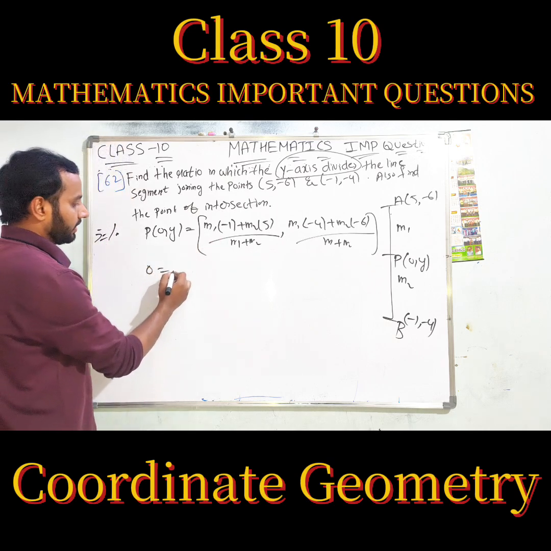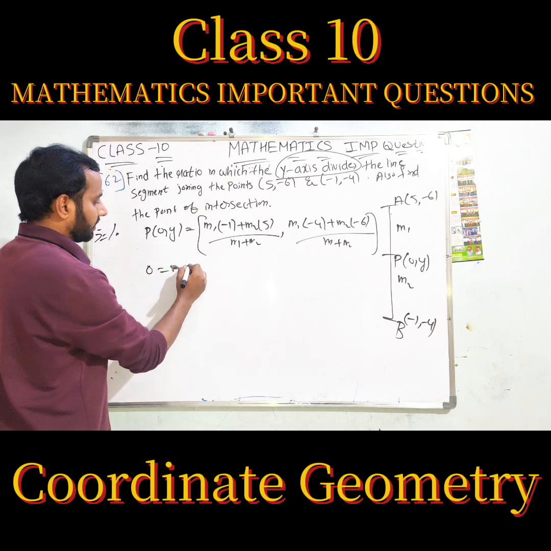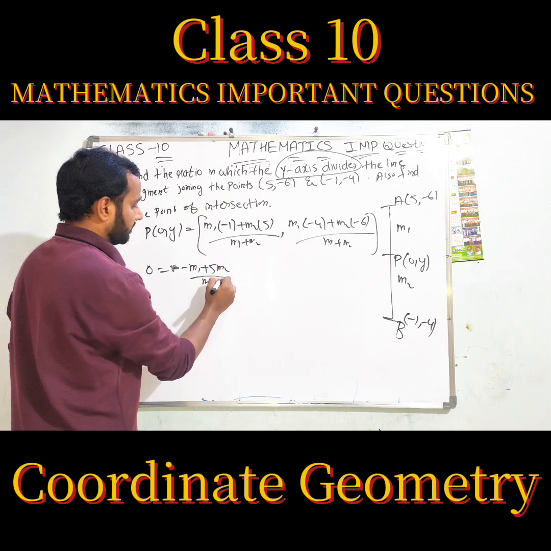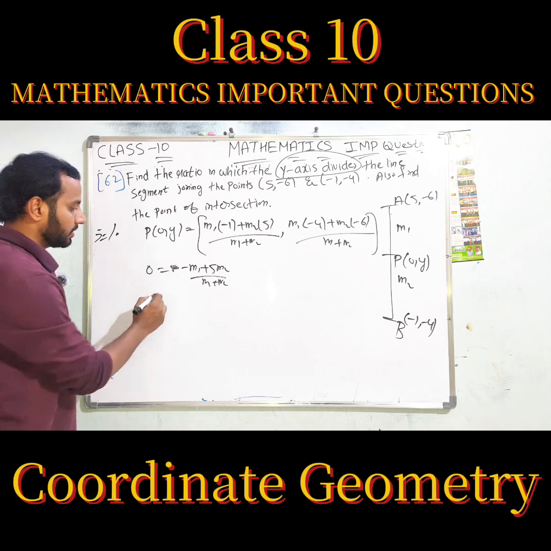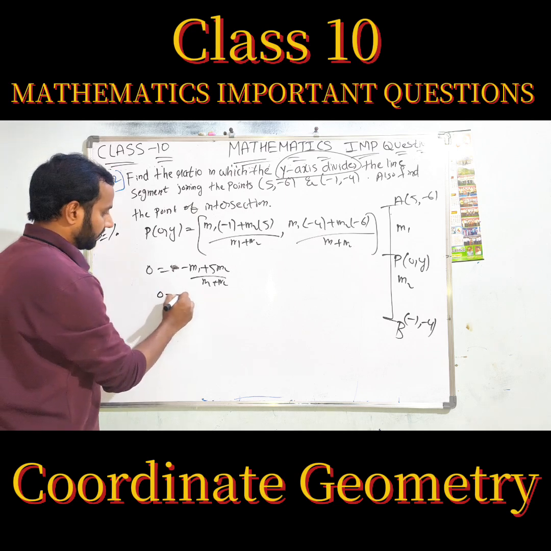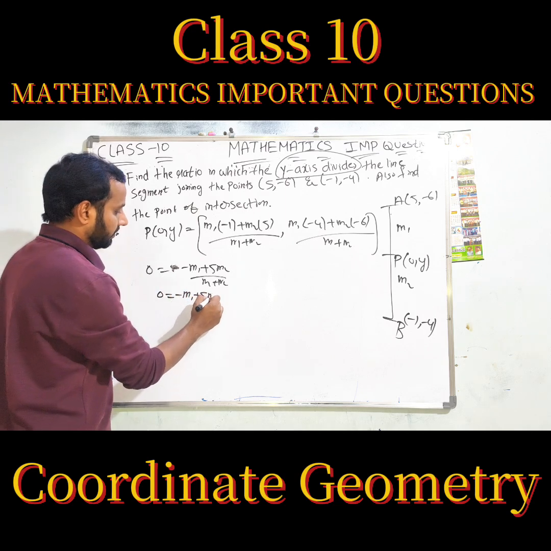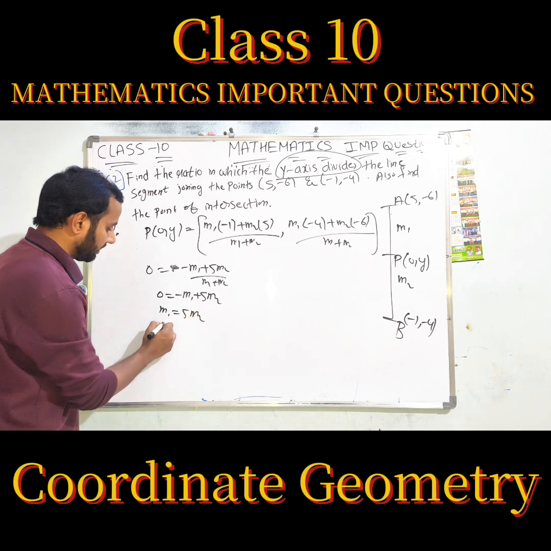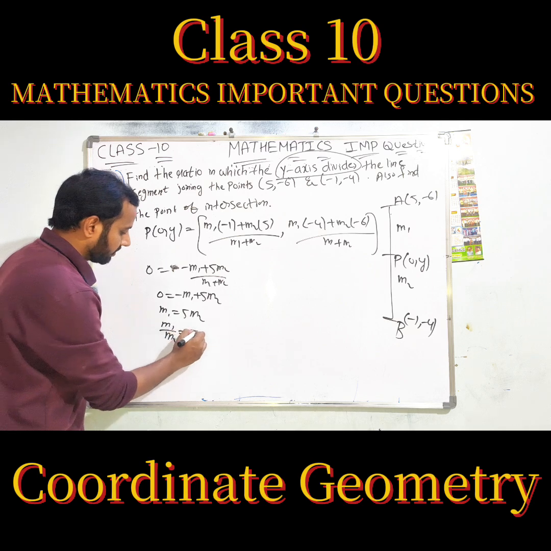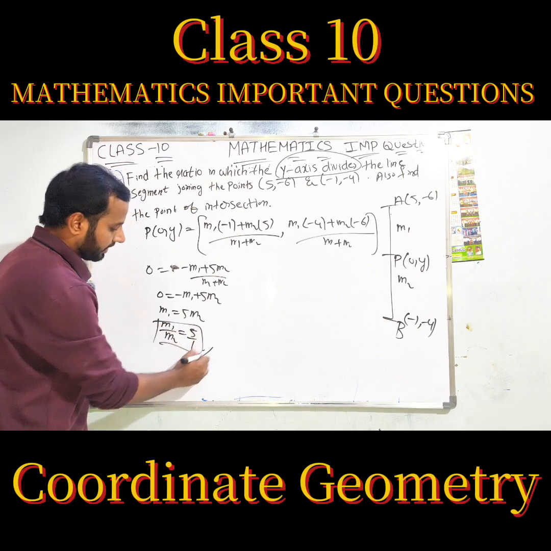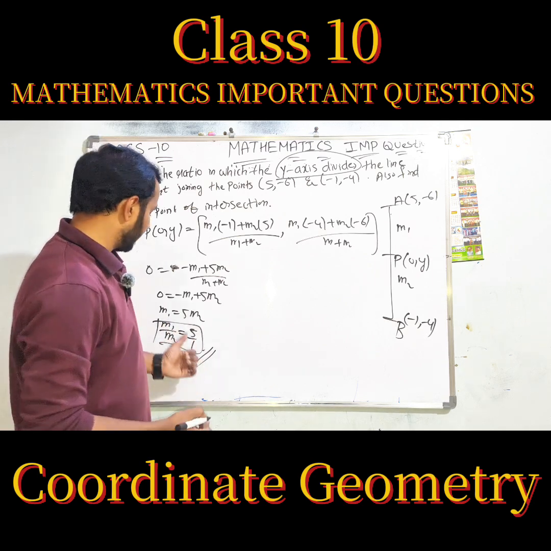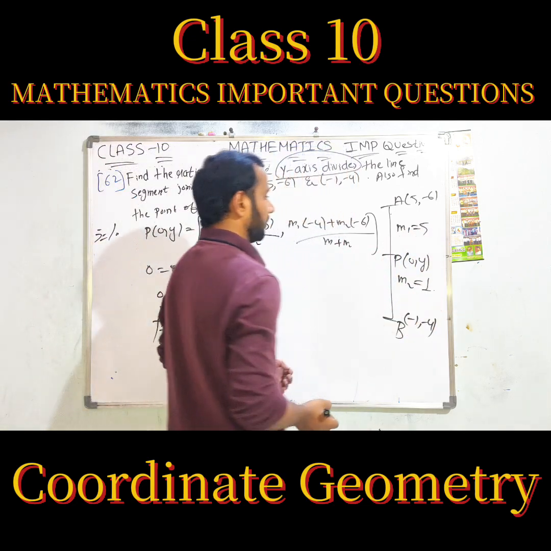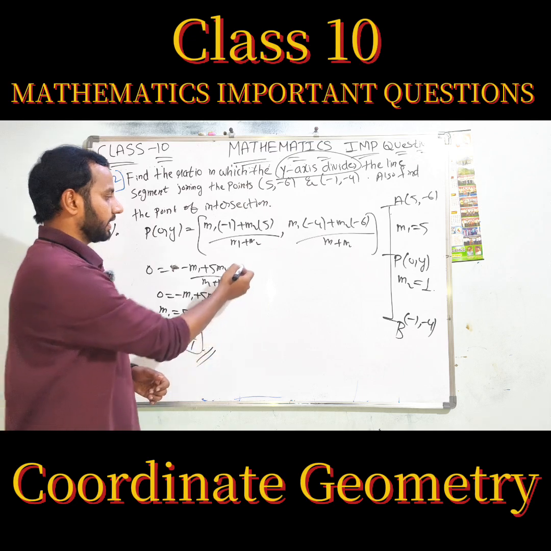Since x is 0, equal to minus m1 plus 5m2 divided by m1 plus m2. Now if you send it here, it will become 0. Therefore 0 equal to minus m1 plus 5m2. Again, m1 equal to 5m2. Since I need the ratio, m1 by m2 is equal to 5 by 1. That is m1 is 5, m2 is 1.